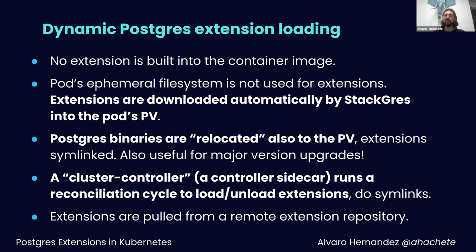Instead, what we do is download and install the extensions on the PV, the persistent volume, which is typically external or distributed storage, so that it will persist and survive node failures or pod restarts. So once you have installed the extension once, it will be there all the time. It will have basically the same life cycle as your database data, the PG data directory in Postgres. We also use this functionality to relocate Postgres binaries into the persistent volume and symlink the extensions. This is also useful not only for the extension process, but also for major version upgrades.